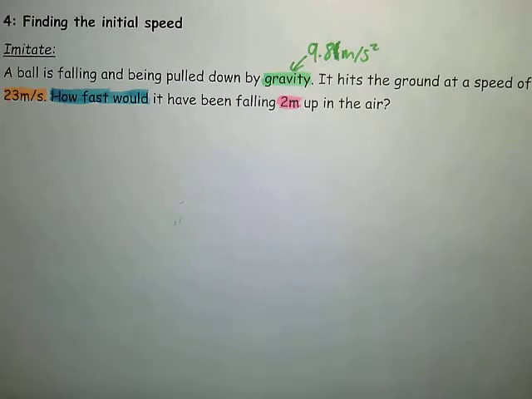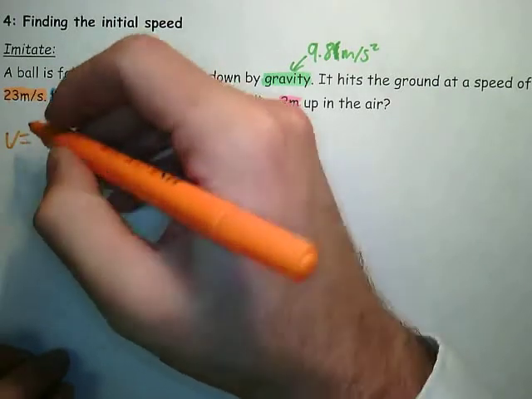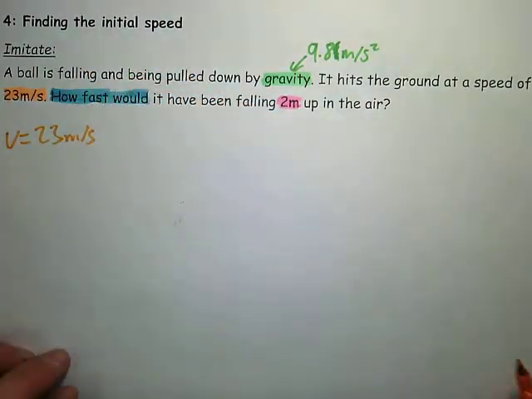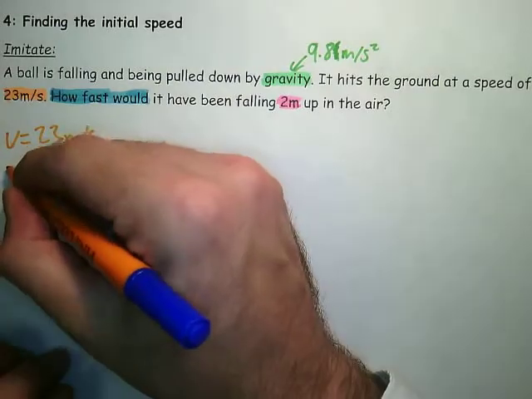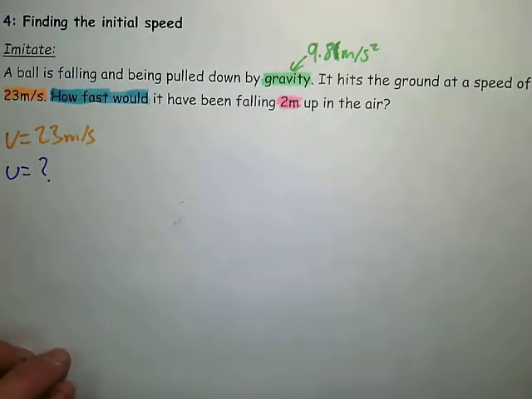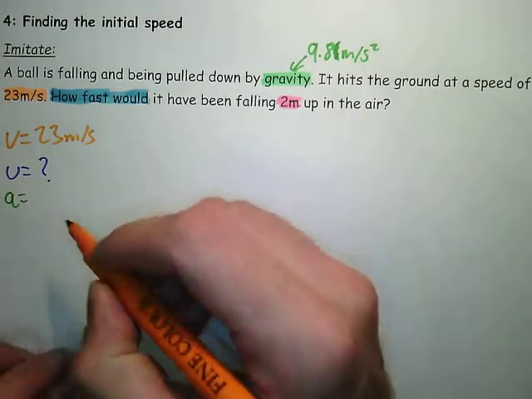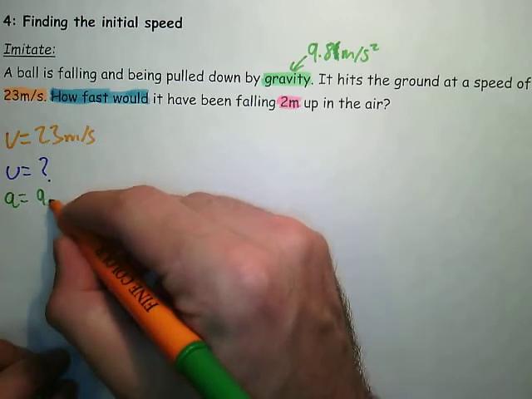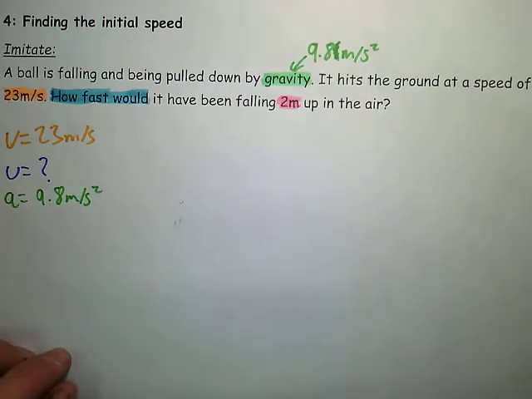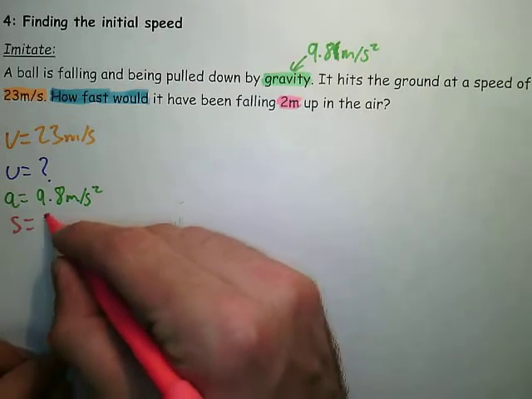So starting off, V is 23 meters per second. Now U, we don't know this time. Okay, A, acceleration is 9.8 meters per second squared, and S is 2 meters.